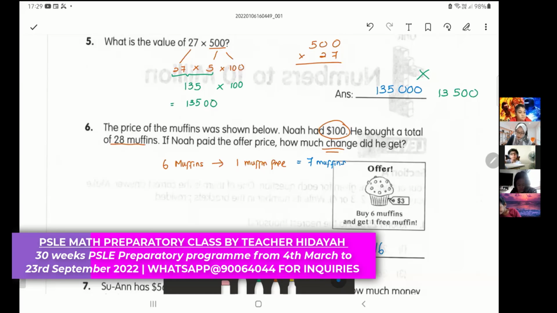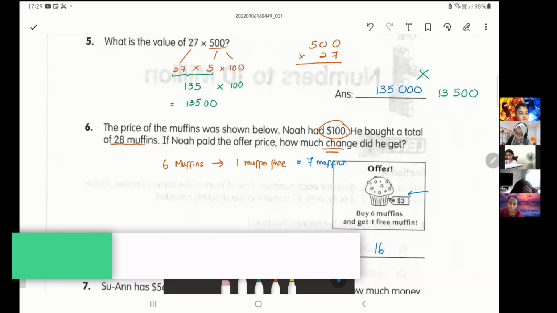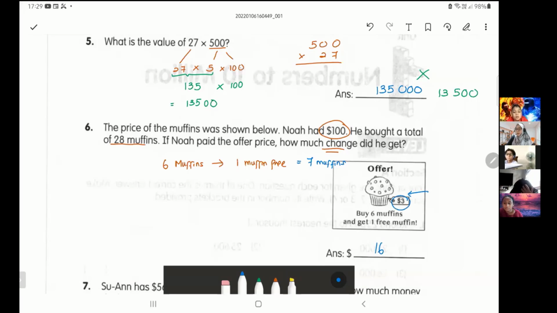Okay, so the 7 muffins is, if you look at this, 1 muffin is $3. They put it there. Right? So if you buy 7 muffins, you're only paying for 6 muffins because this one is free. So if I get 7 muffins, I'm only paying for the 6 muffins, which is 6 times $3 equals $18. And I get how many? 7 muffins. Okay. Now I bought 28 muffins.